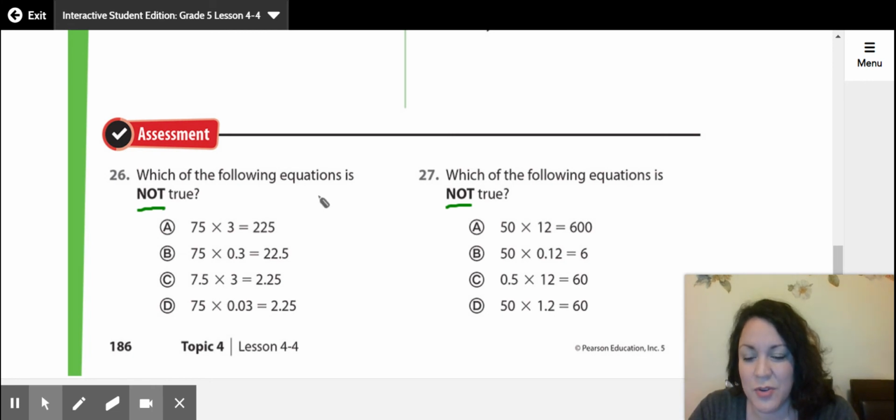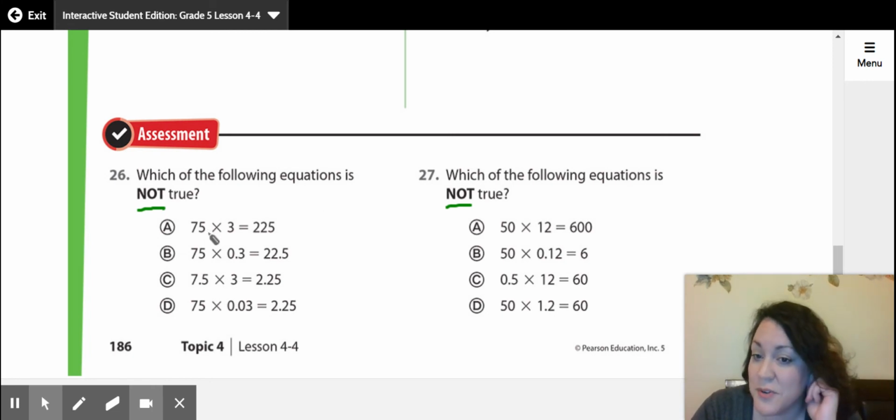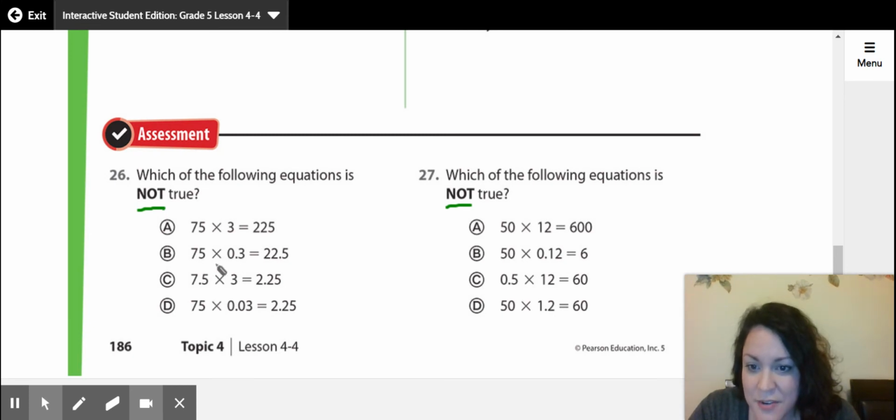75 times 3 is 225. I got that really quick because I know 75 times 2 is 150, plus 75 is going to be 225. So if I know this one is right, what is 75 times 0.3? Then I know I need to move that over one. So 22.5 looks right to me. What about 7.5 times 3? I'm going to go back up to my original problem. Don't start looking at the middle problem where you get confused. Instead of 75 times 3, it's 7.5 times 3.